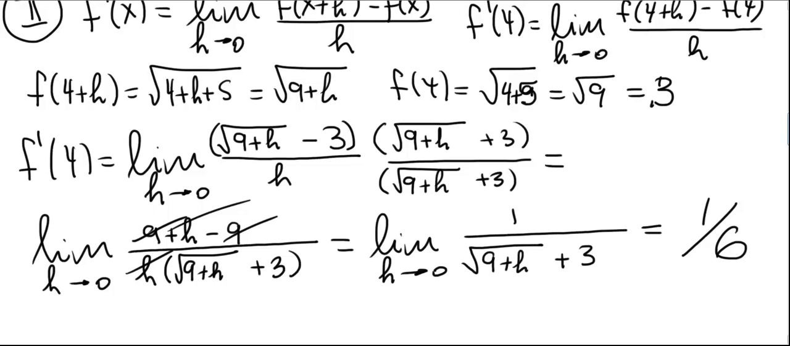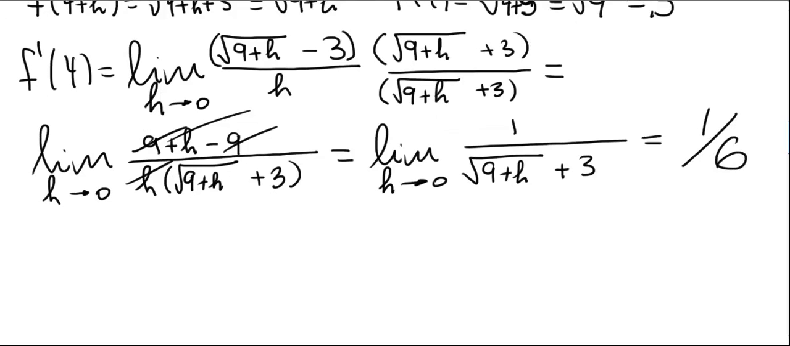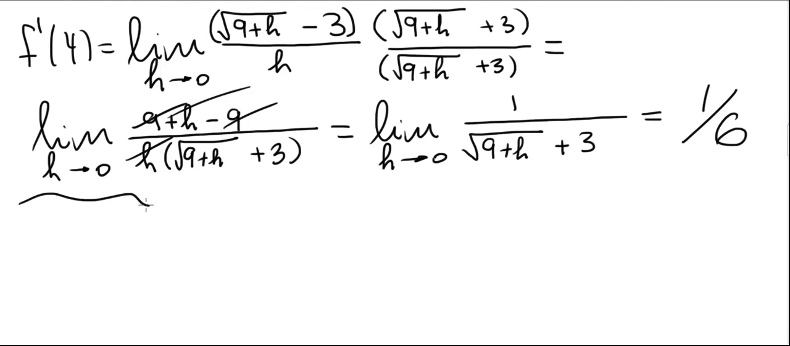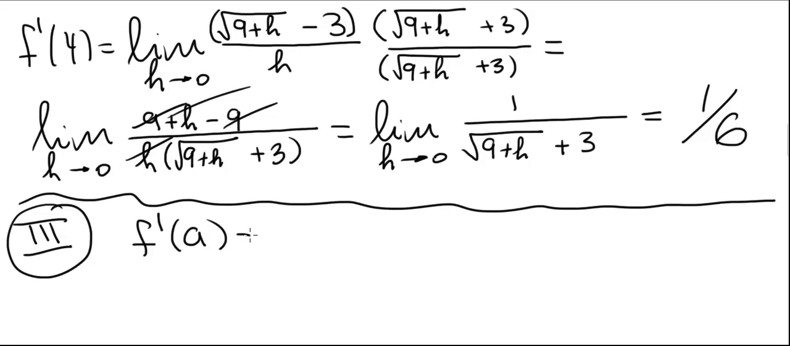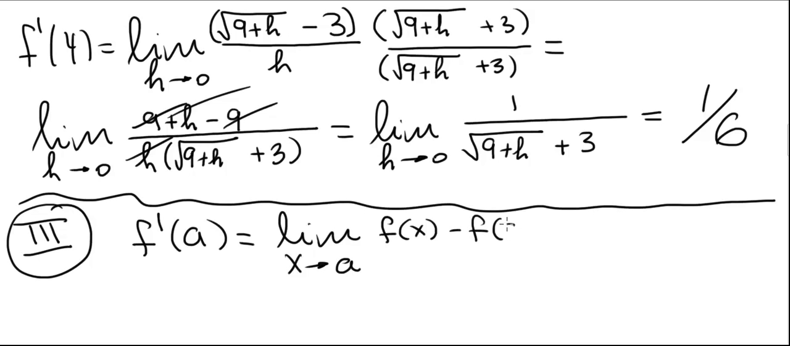Once we find the derivative, we plugged in 4 for x. The third method uses an alternative definition of the derivative, which of course is the same thing in the end. The derivative evaluated at value a is the limit as x approaches a of f of x minus f of a divided by x minus a. Sometimes this definition of the derivative is most useful.